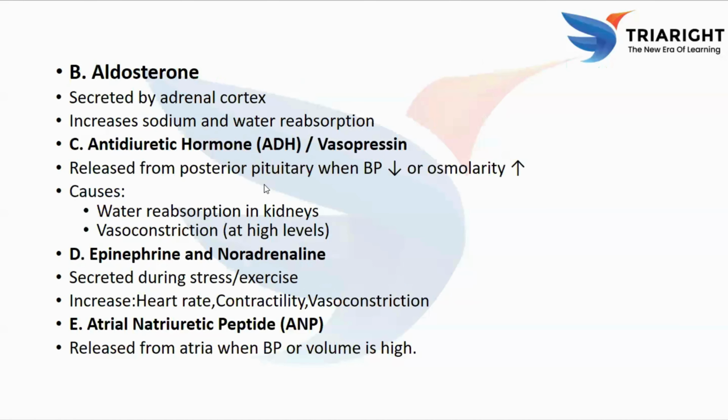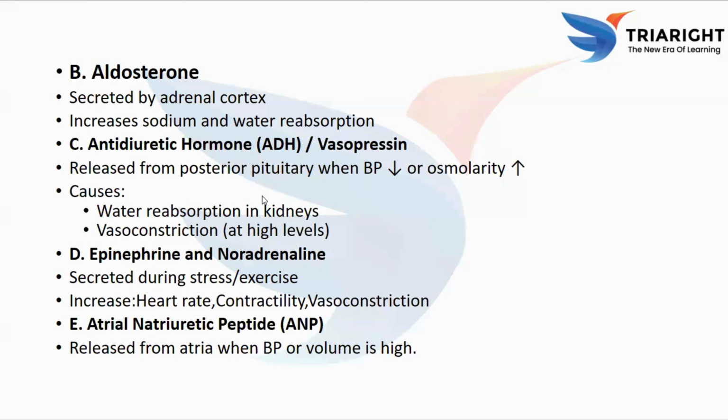And then aldosterone, the hormonal regulation aldosterone. This aldosterone is secreted by the adrenal cortex, which is a part of the adrenal gland. It is secreted when the blood pressure or blood sodium levels are low. So what is the function of aldosterone? It increases the reabsorption of sodium and water in the kidneys. So this increases the blood volume, which helps to raise the blood pressure. So aldosterone adds sodium and water and it also adds pressure.